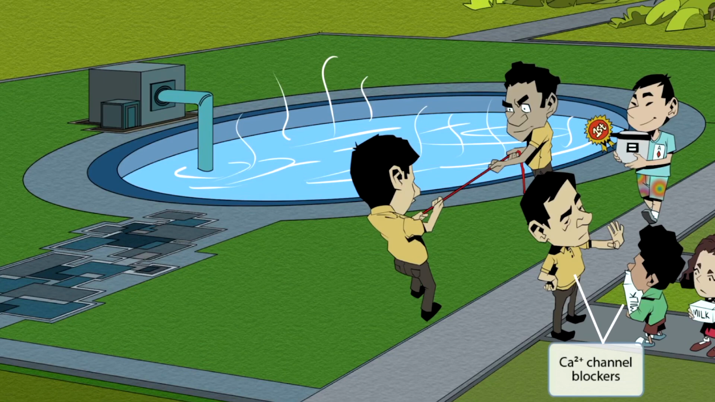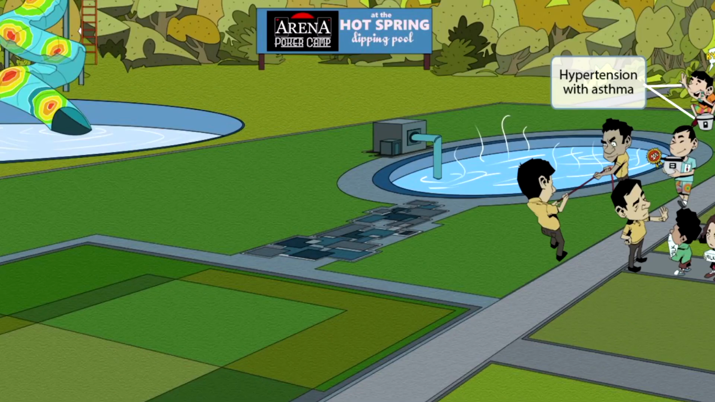And the reference to the dipping pool should help you remember that we're discussing the dihydropyridine calcium channel blockers. For example, those that end with the suffix dipine, such as amlodipine. So dihydropyridine calcium channel blockers can be used for primary hypertension. Now that we've discussed the treatments for primary hypertension, let's dive into the treatments for hypertension in patients with asthma, which will take place in this section of the camp.